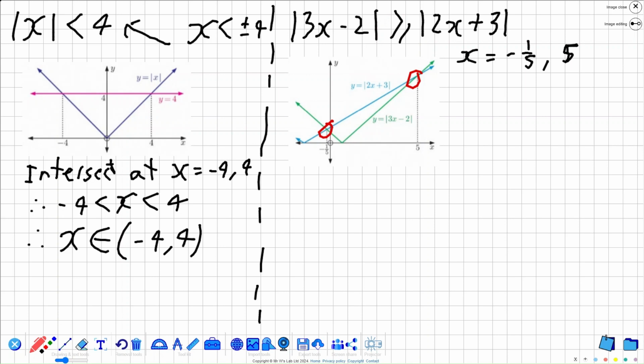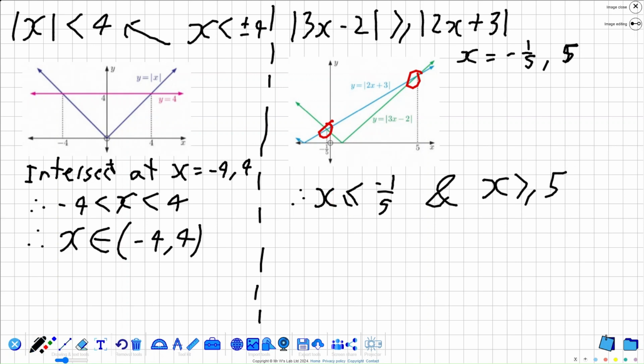So we're only looking for the points where this is going up and up here, because those are the only points where it's actually more than that point there. So what we can say then is that x is less than or equal to -1/5, and x is more than or equal to 5. And this was actually less than or equal to, sorry.